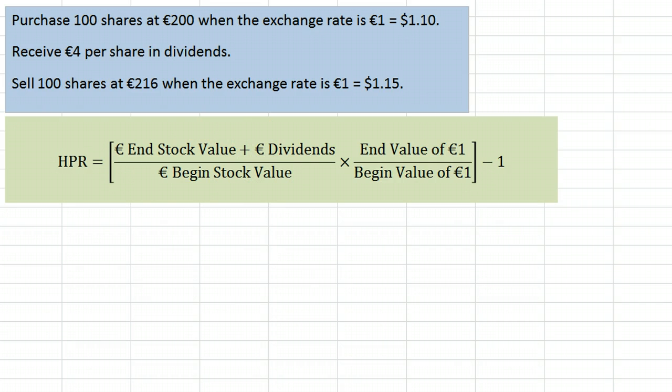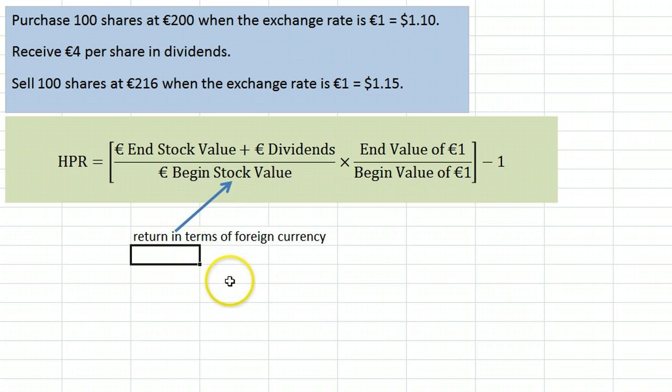What this piece is actually telling you is your return in terms of foreign currency. So that's not quite what we want. We want to know our return in dollars because that's what we're going to eventually make. But this first part of the equation starts us off by telling us our return in terms of the foreign currency.